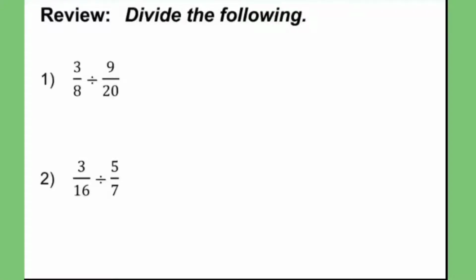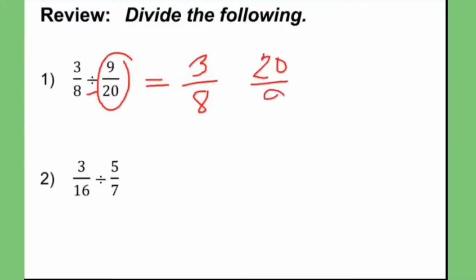Kung naaalala pa natin kung paano i-divide yung fraction by fraction, kukunin lang natin yung reciprocal ng second fraction at papalitan yung division operation ng multiplication operation. So, this would be equal to, ikakopy lang natin yung first fraction, at yung reciprocal ng 9 all over 20 ay 20 all over 9. Yung division operation ay mapapalitan na ng multiplication.